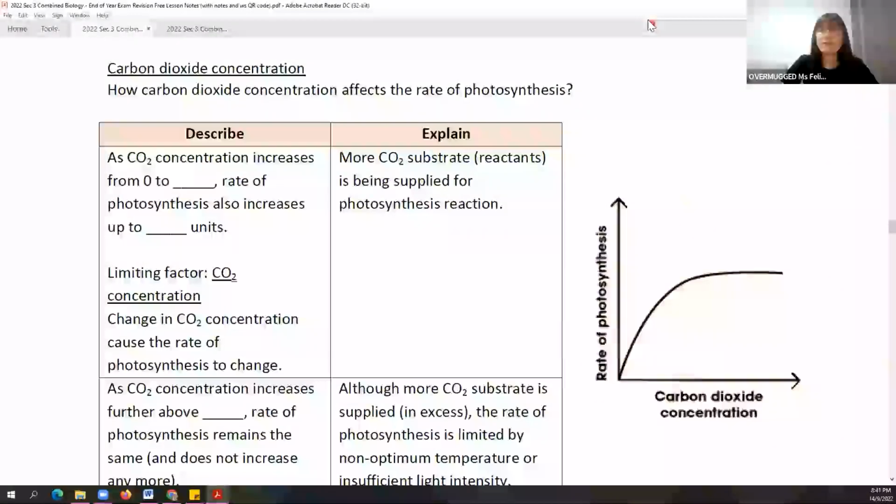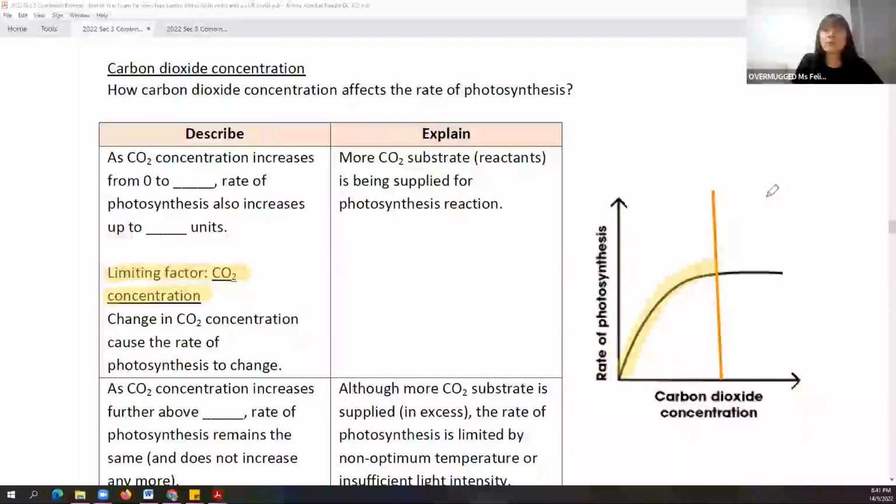If they give you a concentration, maybe carbon dioxide concentration or light concentration, which is intensity, whenever they say as I increase the amount of carbon dioxide or concentration, you always chop the graph into two parts: the curved line versus the horizontal line. For the front part, it is always because your carbon dioxide concentration is low. So for the front part, carbon dioxide is always the limiting factor.